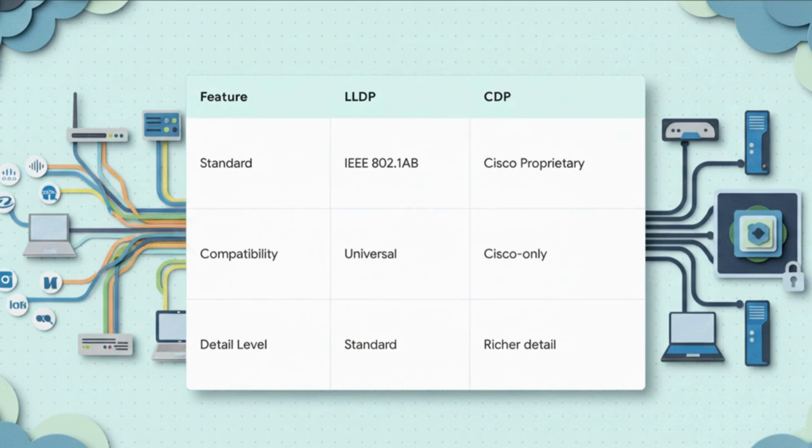But check out the detail level. Because CDP is custom-built by Cisco specifically for Cisco, it can often give you much richer, deeper details and integrations, but again, only if you stay exclusively within their ecosystem. So it's that classic choice, right? The ultimate flexibility of an open standard versus the really deep integration of a closed ecosystem.